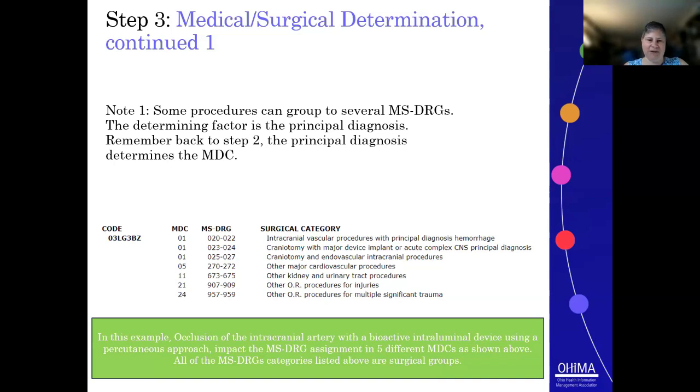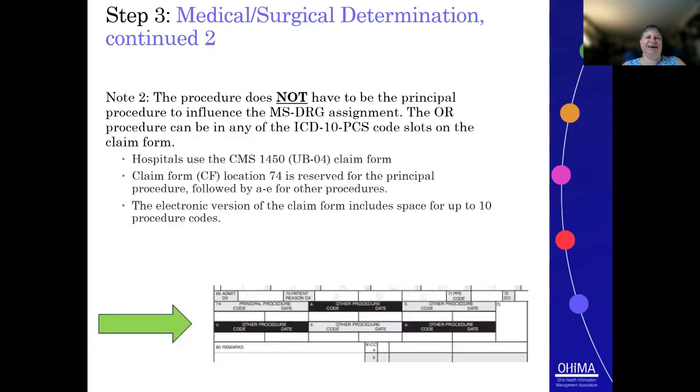MDC match. Okay. So in this example, occlusion of the intracranial artery with a bioactive intraluminal device using percutaneous approach can go into any 5 of these MDCs. Okay. And all of those are surgical MS-DRG families. Okay. All right.